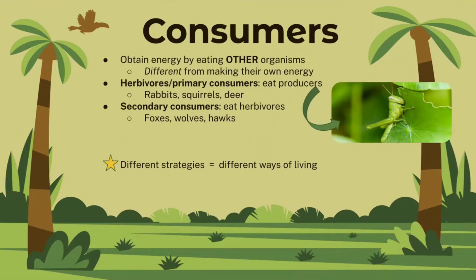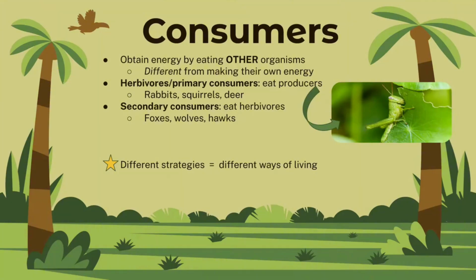Now, consumers obtain energy a little differently. Instead of making their own energy, they eat other organisms. The first step are herbivores. Herbivores are primary consumers because they eat producers. This can include rabbits, squirrels, or deer, or maybe this grasshopper on the right. They just eat plants. In fact, some of us are herbivores ourselves. If you're vegan, then you are a herbivore.